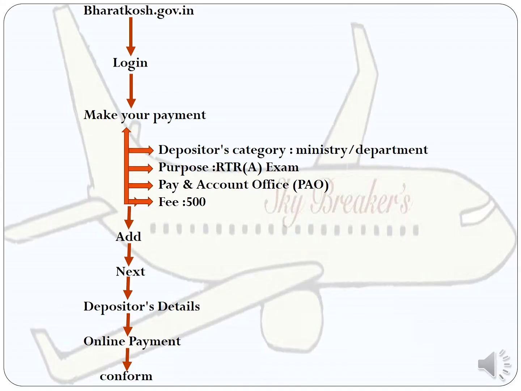The last one is how to pay the exam fee. You need to open bharatkosh.gov.in. Thereafter, you need to log in. Then the option you will get on the header is Make Your Payment. After that, you need to select depositor category, then the purpose is RTR(A) exam, pay and account office, then the fee is 500. Then you need to click next and enter the depositor details.